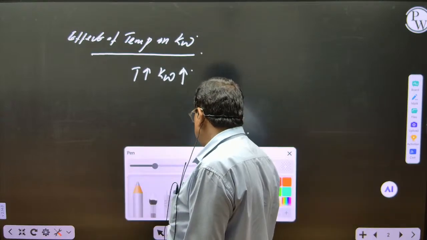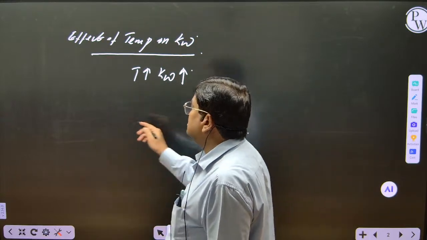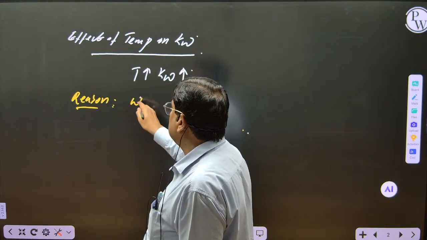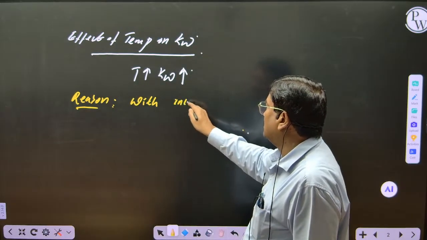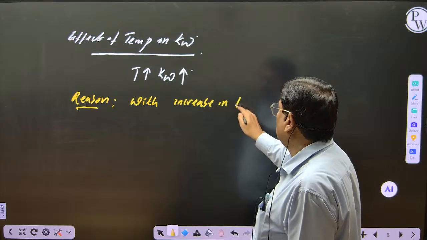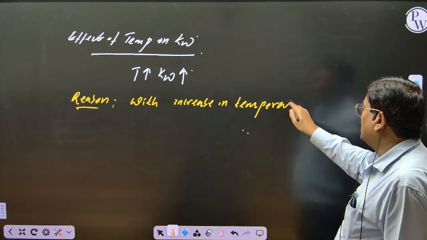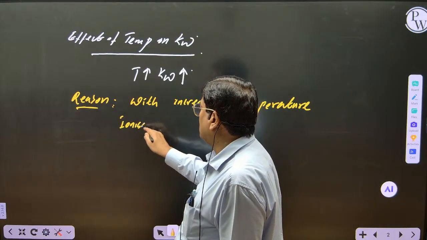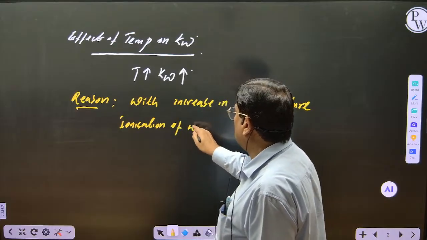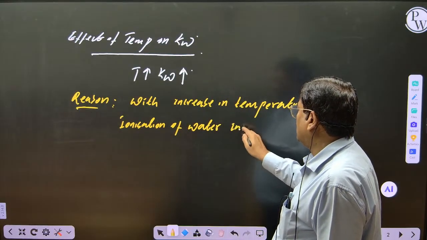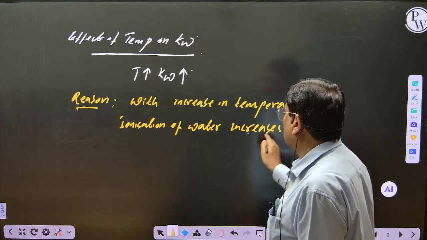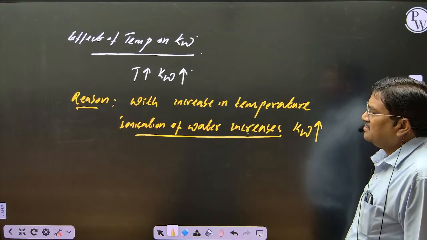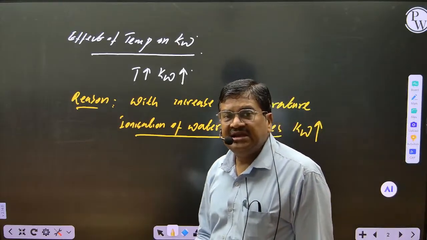What is the reason KW value is increasing? Since temperature increases, ionization of water increases. With increase in temperature, ionization of water increases. So therefore what happens to the KW value? It increases.